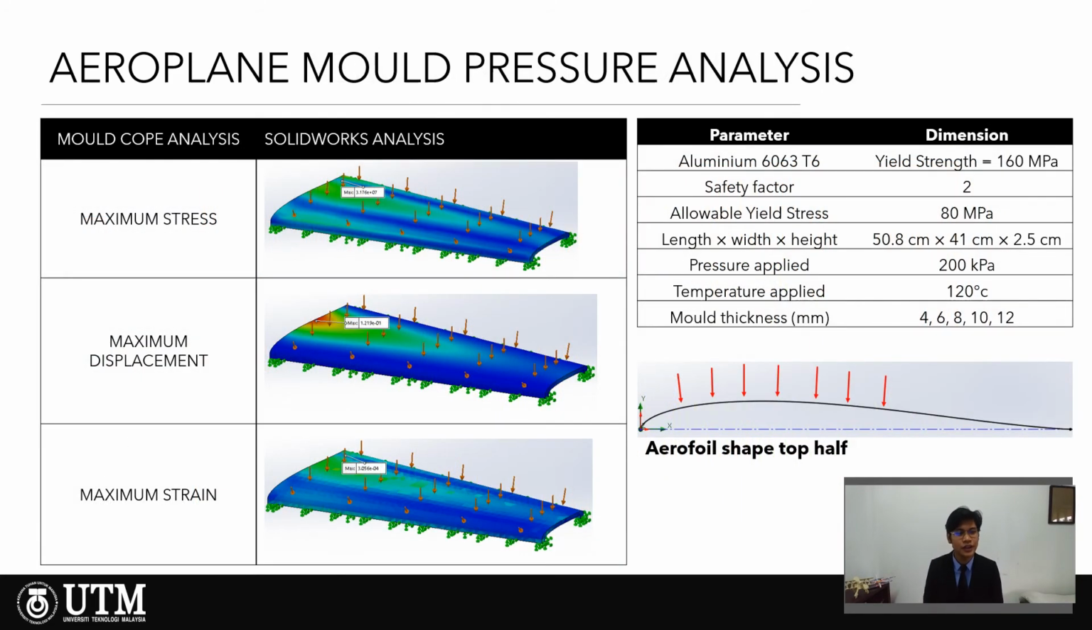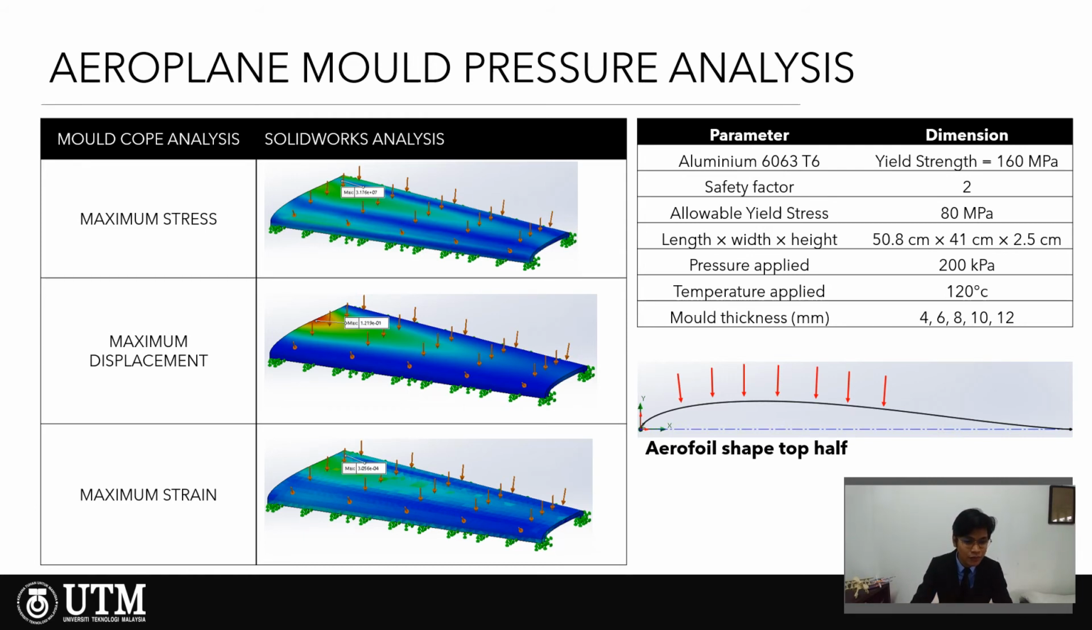Okay, now we move on to the aeroplane mold pressure analysis. The aerofoil shape is, so the dimension, the mold will be subjected to a pressure up to 200 kilopascal. In discussing this, because aluminium has a relatively low yield strength, which is 160, I set a safety factor of 2, making the allowable yield stress 80 megapascal. This will be subjected to 120 degrees Celsius temperature and 200 kilopascal pressure.